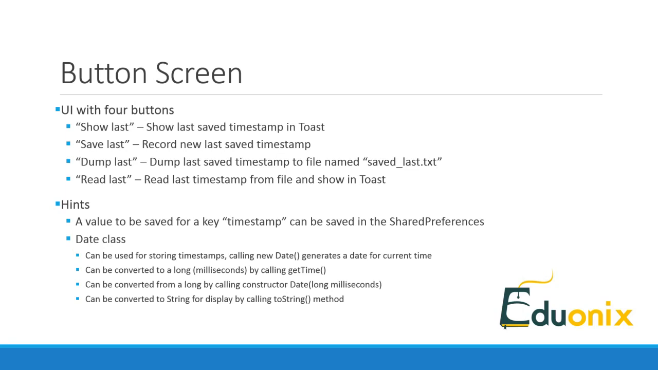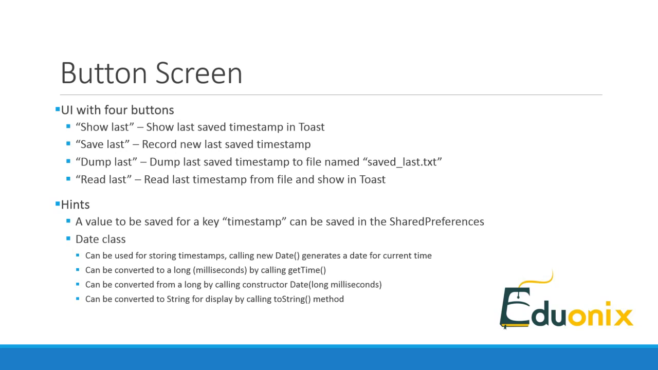The second button should have the text Save Last, and it should record a new timestamp value. This value needs to be stored for the following runs of the application, and not just the memory of the activity. This value will be used for the Show Last action and the other actions as well.